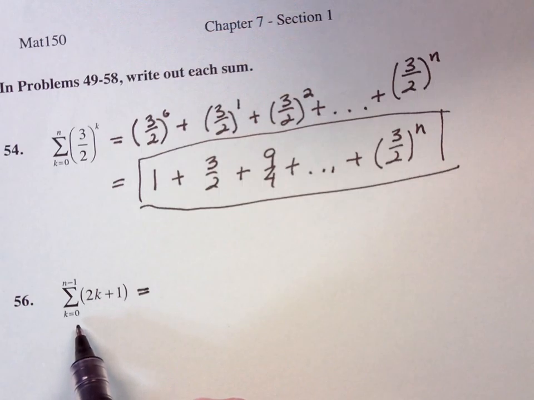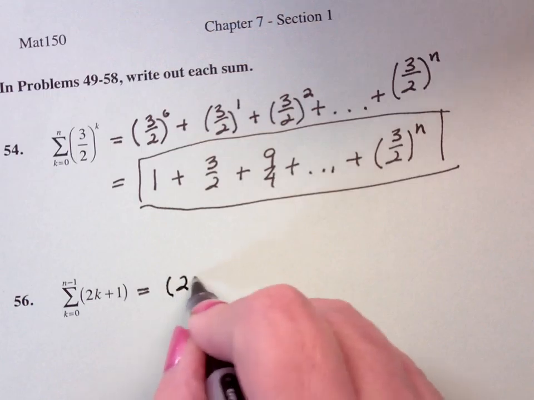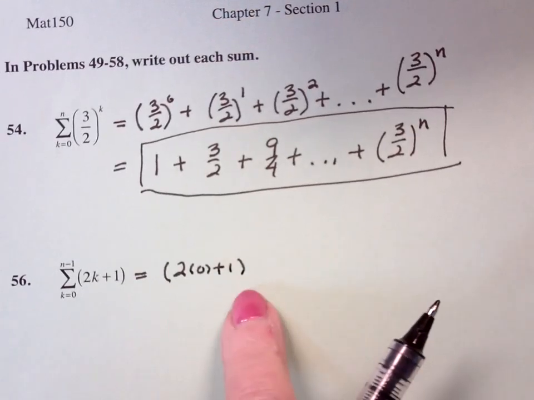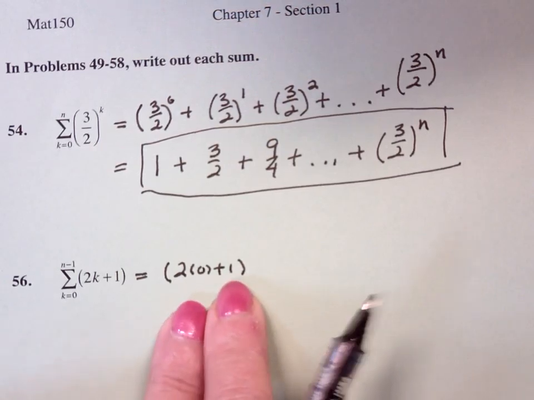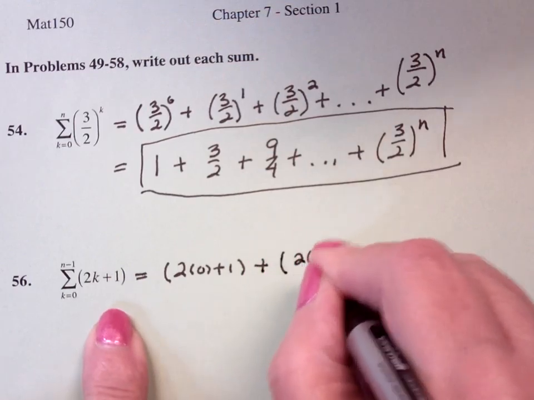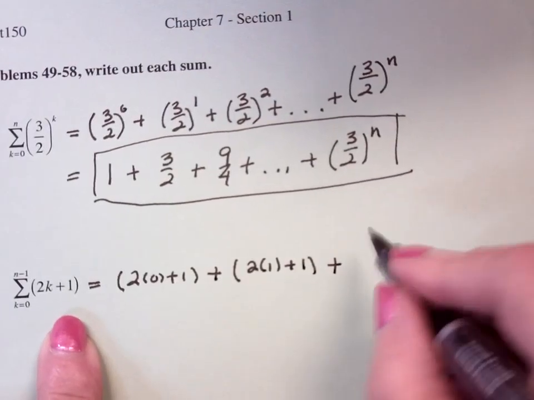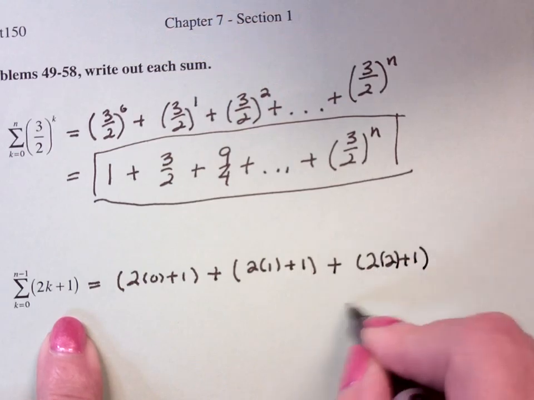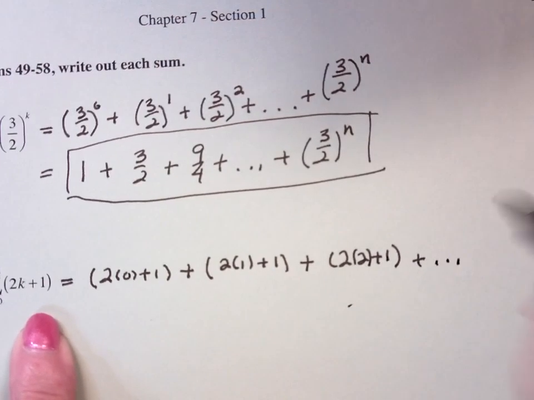Now this goes from 0 to n minus 1. So this would be 2 times 0 plus 1. And the reason why I do it the way I do it, the set of parentheses, this gives me the sequence generator on the inside. So that says if n equals 0, I have this, plus 2 times 1 plus 1, plus, that's what got me into trouble yesterday because I didn't do it this way, 2 times 2 plus 1, plus dot, dot, dot. I just get a pattern going.